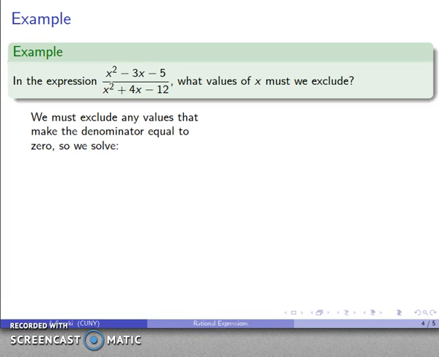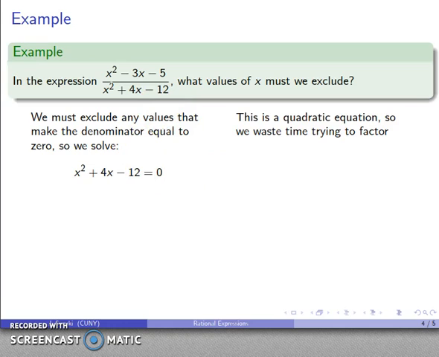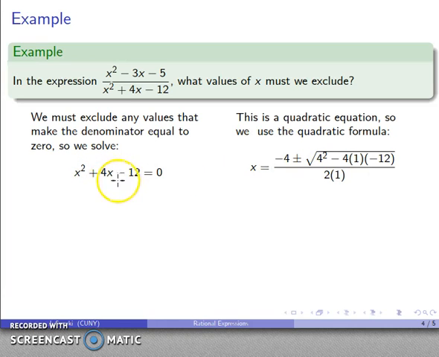We have to exclude any value of x that makes the denominator equal to 0. So a very common strategy is we see what makes this happen, and we forbid that from occurring. I want to find where the denominator equals 0. This is a quadratic equation, so we don't waste time trying to factor. We use the quadratic formula because we have a nice, fast, efficient way of solving any quadratic. I'll substitute my values of a equals 1, b equals 4, c equals negative 12 into the quadratic formula. And after all the arithmetic dust settles, I get my two solutions, x equals 2 or negative 6.